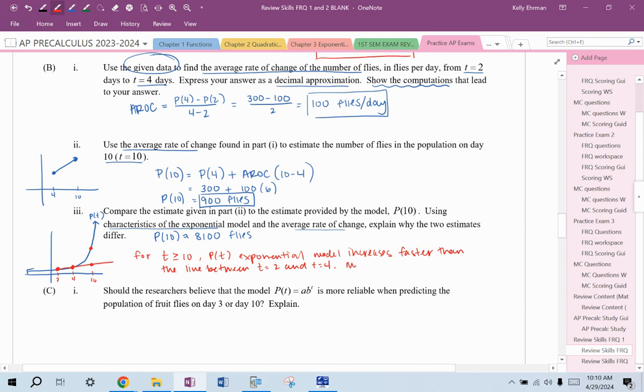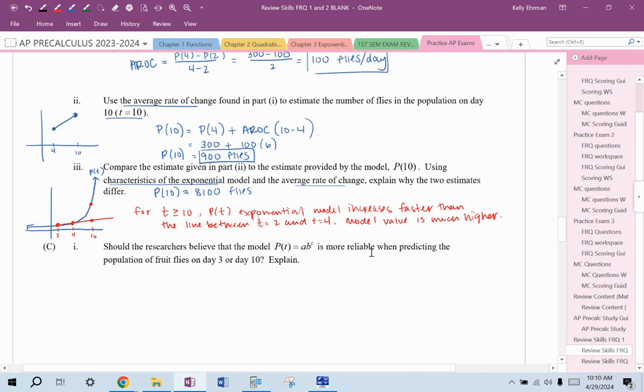Therefore, the model value is much higher. Something like that. I think sketching this graph and showing, writing down that the exponential model is much higher than the line ought to be enough about why those two things are different.